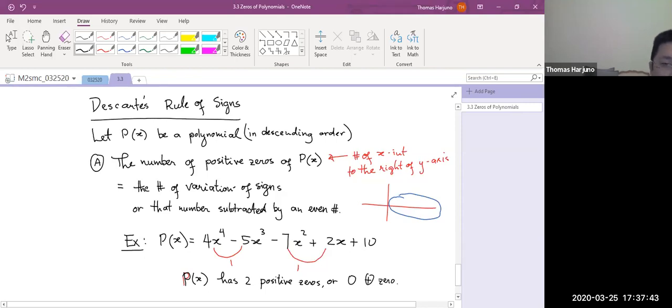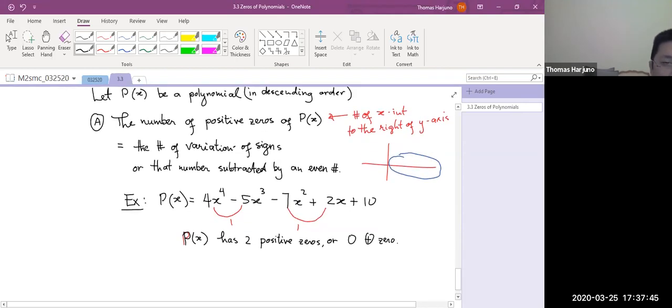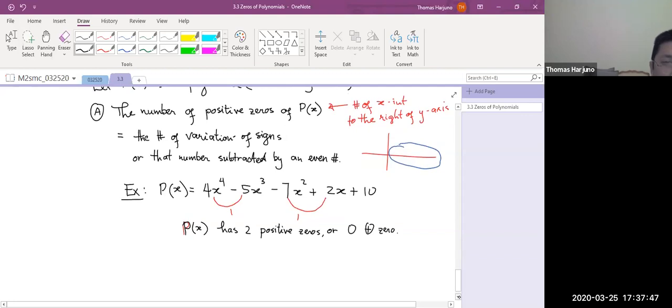Now, in other words, either we have 2 X-intercepts on the right-hand side of the y-axis or nothing at all. Now, let's see another example. This time, let me pick an example from our book.